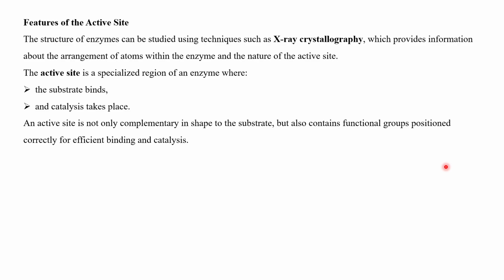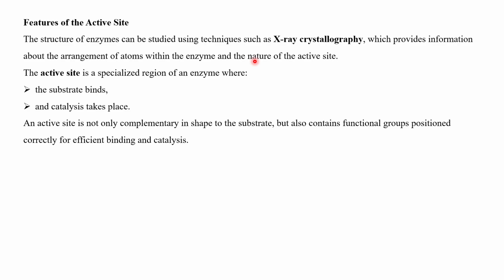So let's look at the features of the active sites. I've already discussed it earlier, but we can still talk about it again. The first sentence is just additional information that the structure of an enzyme can be studied using a technique such as X-ray crystallography, which provides information about the arrangement of the atoms within the enzyme and the nature of the active site. So with this, we can determine the nature of the active site, whether it is square, whether it is complex, whether it is circular. We can use X-ray crystallography to check it out.